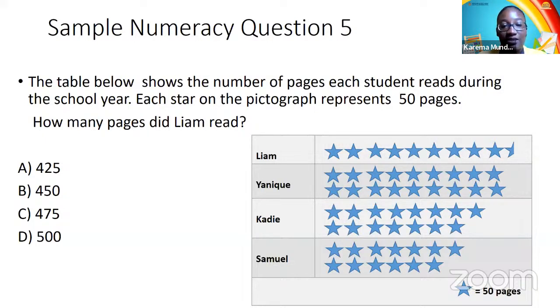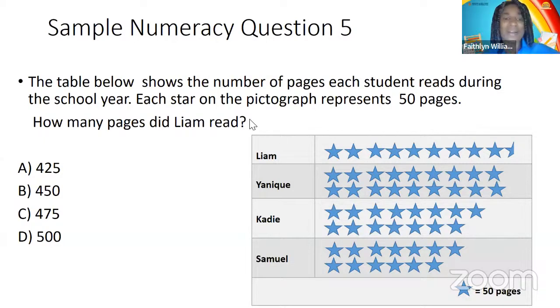So Liam is in the pictograph at the top there, and we're given our key. It's said in words, and it's also on the pictograph. How many pages did Liam read? For this one, I'll allow you to put your answer in the chat, but be prepared to share how you got your answer as we end this part of the presentation.